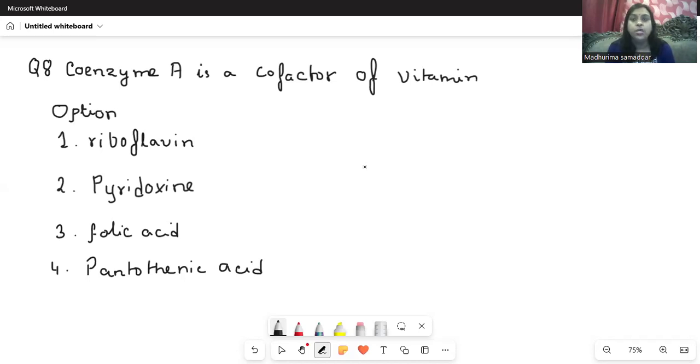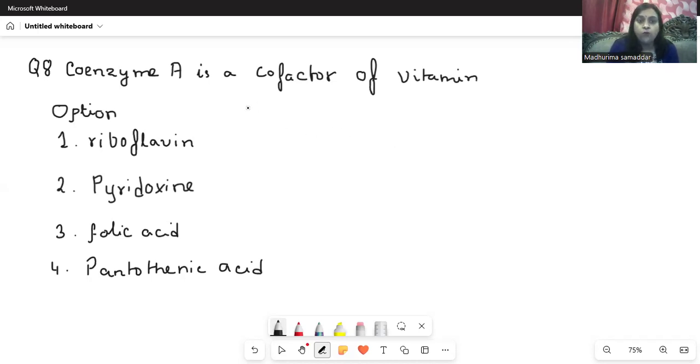Let's continue solving the question paper of IIT JAM Biotech. We are in question number 8. The question here is: coenzyme A is a cofactor of which vitamin? Options given are riboflavin, pyridoxine, folic acid, pantothenic acid.